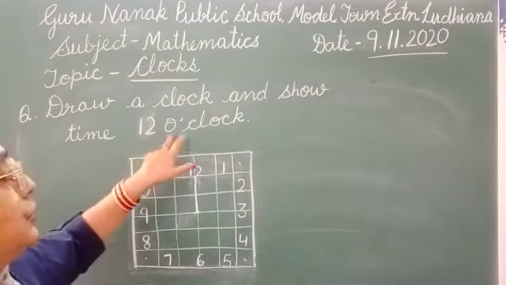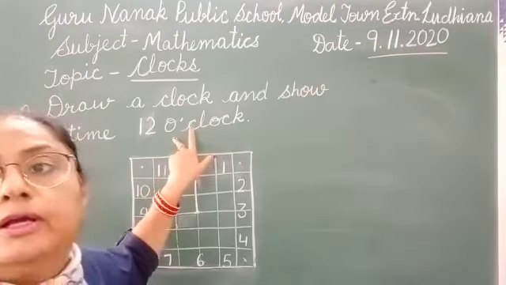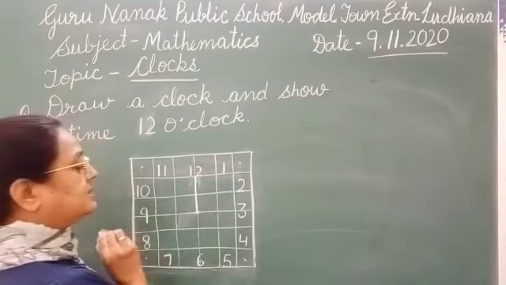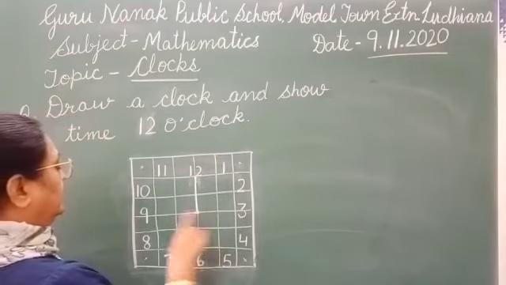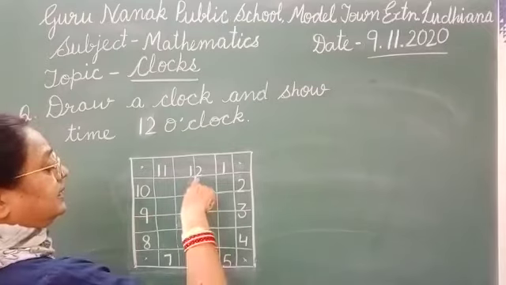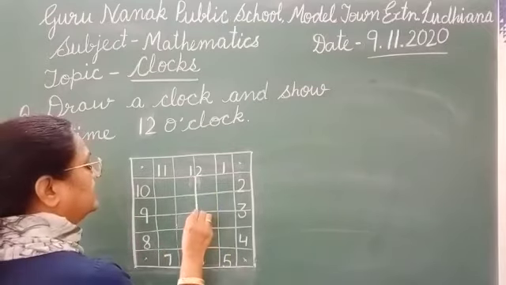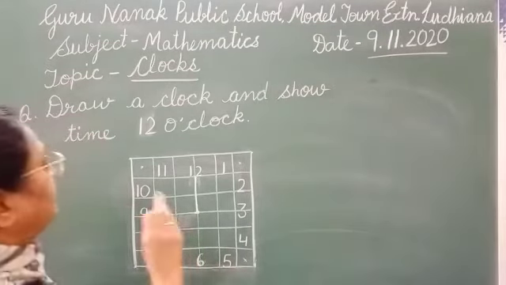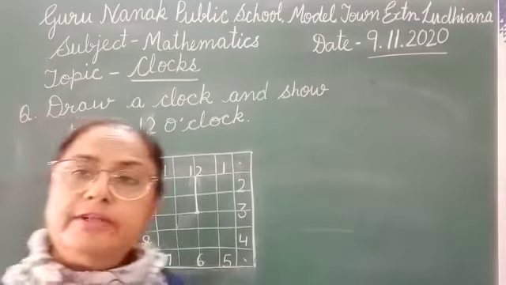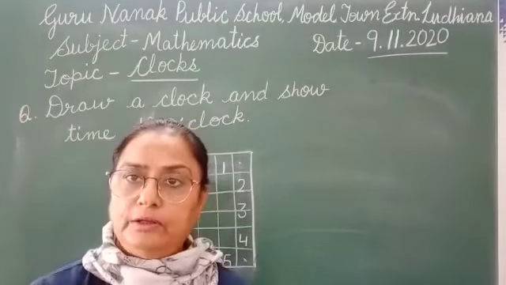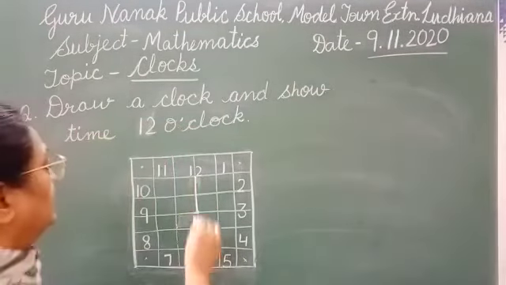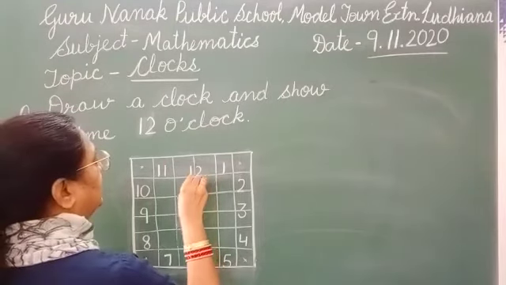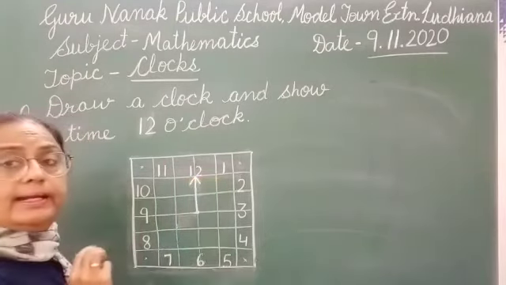Now we have to show time 12 o'clock. Take the center on this, see here 3 and 9, to this 6 and 12. We have taken a center, put a small circle. Okay, then first of all, we always take the long hand towards 12. Draw a line towards 12. Put the arrow here, right?